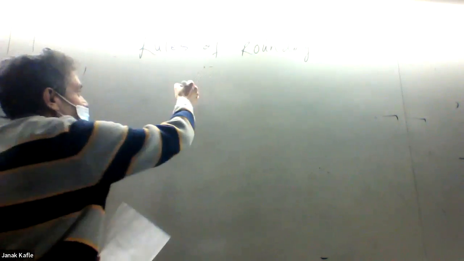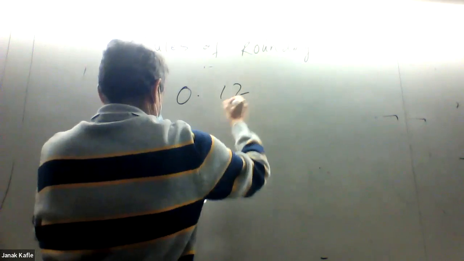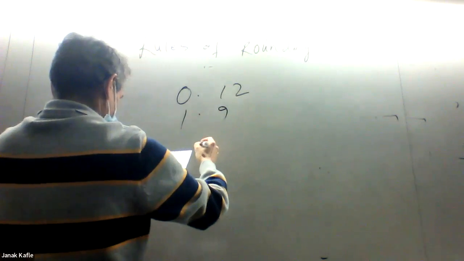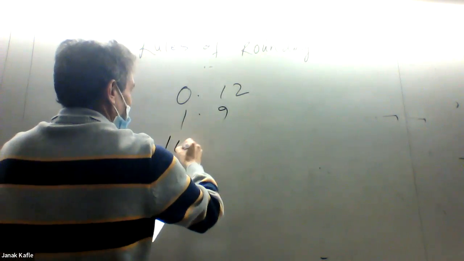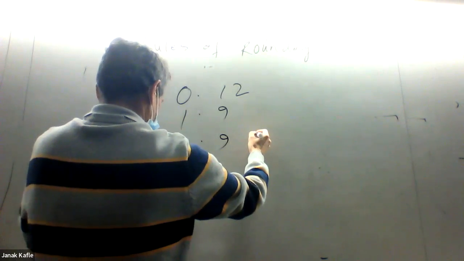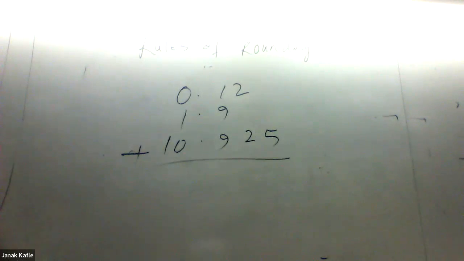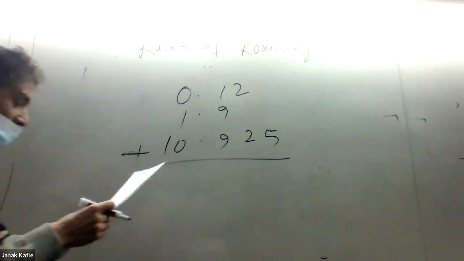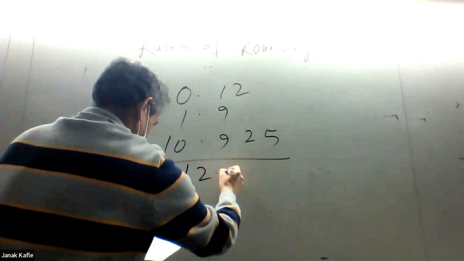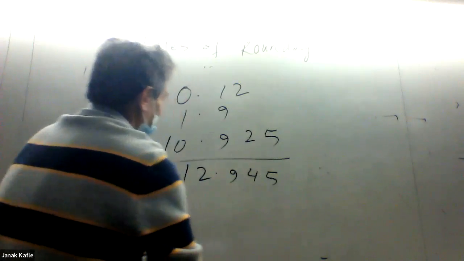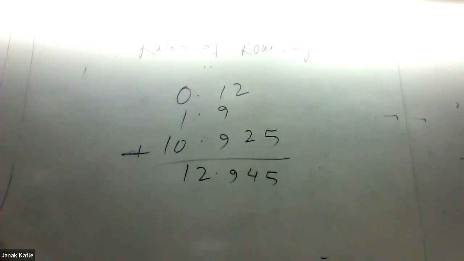So they are doing 0.12, 1.9, and 10.925. So these are three numbers. They are adding these and reporting the answer according to the rule of significant figures. So just plug these numbers in the calculator, and the calculator will give you 12.945 gram or milliliter or whatever the measurement is here, right?